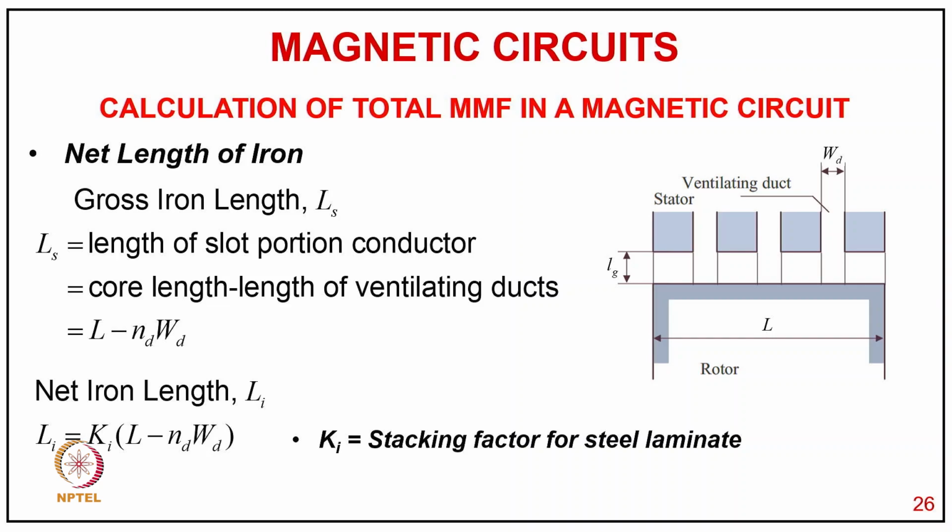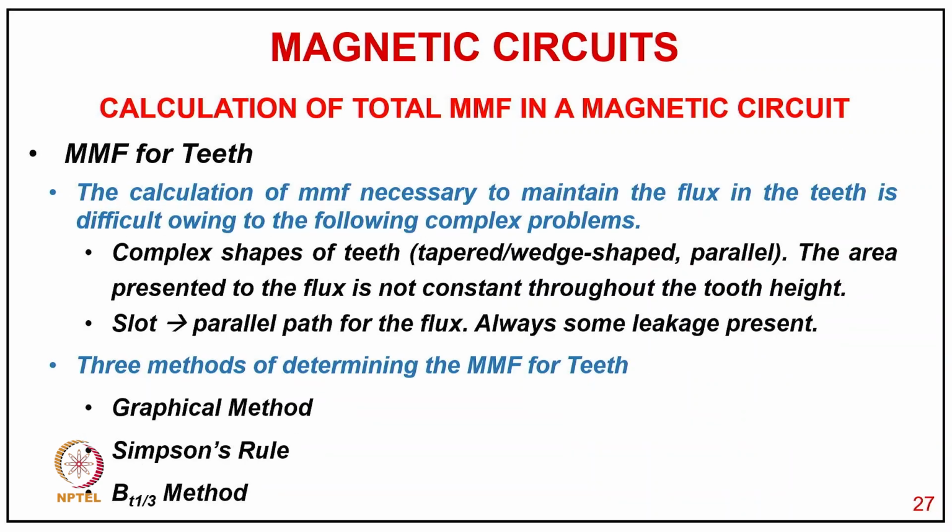Now coming to the calculation of the remaining part of the magnetic circuit, so we can say the gross iron length is LS, where LS is the slot portion of the conductor. So the core length equals the core length minus the length of ventilating ducts. So that becomes L minus ND into WD. So net iron length Li is equal to Ki into L minus ND WD, where Ki is the stacking factor of the steel lamination, as you can see here.